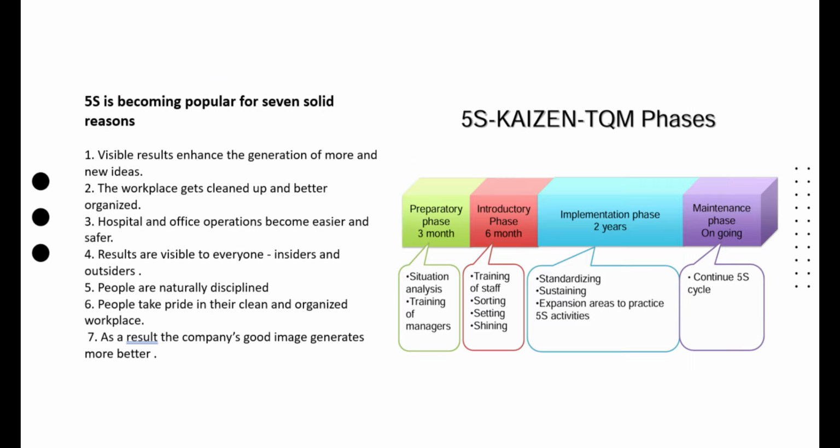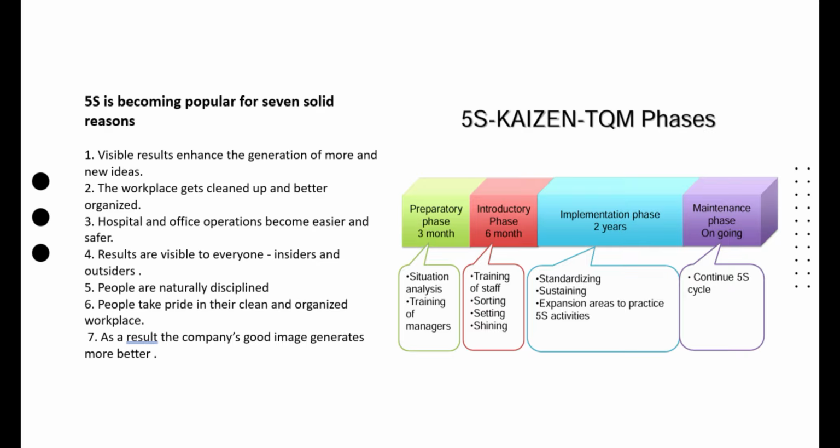Now I will explain why 5S is becoming popular. First, visible results increase new ideas. Second, workplaces become clean and well organized. Third, operations become easier and safer. Fourth, results are visible to everyone, including inside and outside the company. Fifth, people become more disciplined. Sixth, employees feel proud of their workplace. Seventh, it improves company image and brings better opportunities.